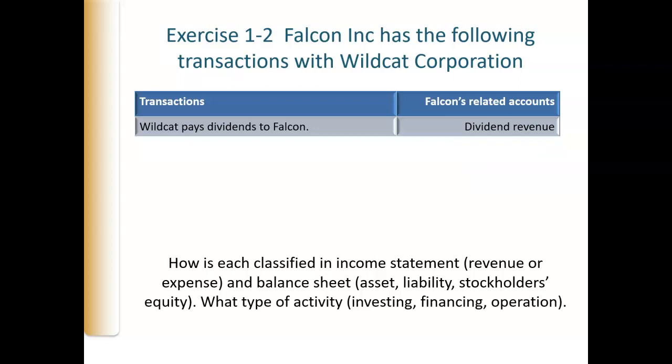Now, because Falcon invested money in Wildcat, Falcon's reason for being in business is investing money in different companies. Just like this school is to teach people, so your tuition is their revenue. Just like I'm doing taxes and my revenue is preparing tax returns. Falcon's line of work is investing in different companies, and the way they receive money is by getting dividends from all these different companies. So if the account is called dividend revenue, what kind of activity is it? It's a revenue. They're bringing in money. This is why Falcon is in business, investing in other companies and receiving the money. So it would be an operating activity.